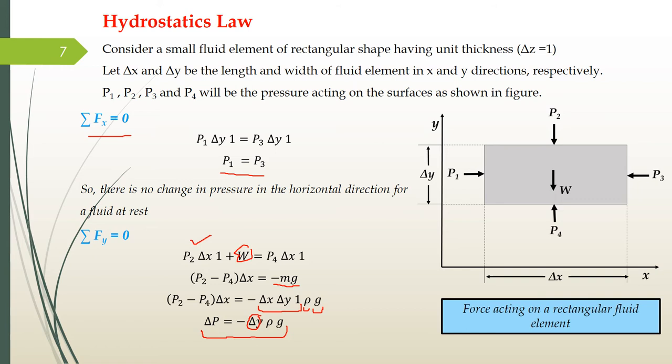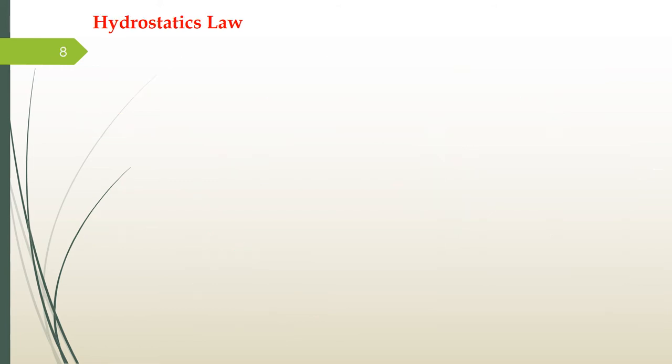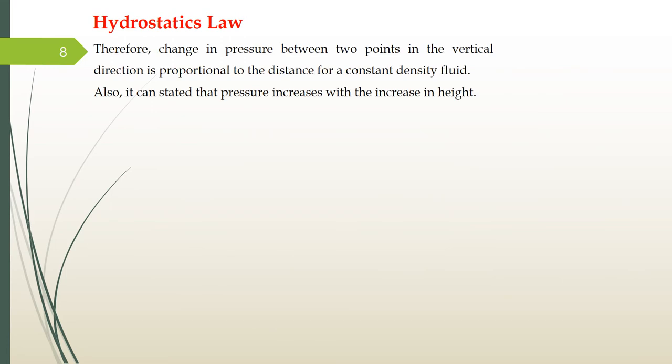So the delta y basically is the depth of the fluid element in that particular case. So the change in pressure between two points in the vertical direction is proportional to the distance, as can be concluded from the previous equation, if we are taking into consideration that the fluid has a constant density. From that we can also say that the pressure increases with the increase in the depth.